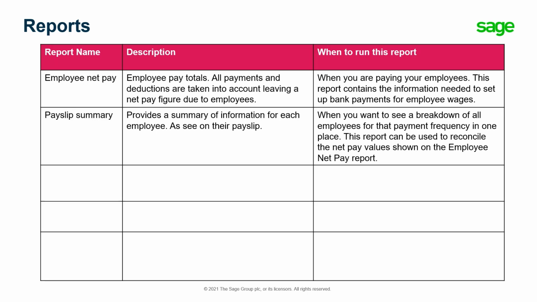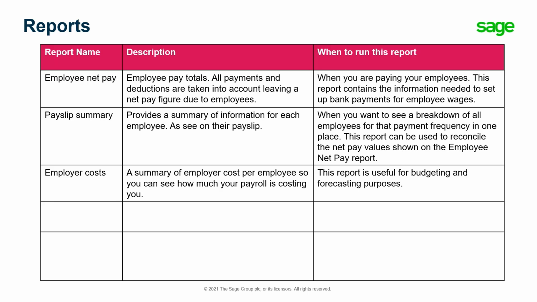The next one is called the Payslip Summary. That provides information for each employee as you'd see it on their payslip. So if you want to see a breakdown of all the employees for that payment frequency all in one place rather than looking at individuals' payslips, then you can use that report, and it can be used to reconcile any of your net pay values shown on the above report as well.